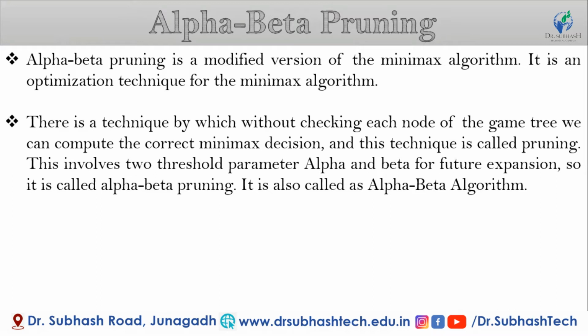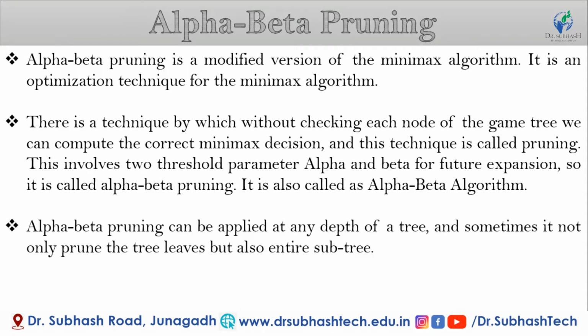This involves two threshold parameters, one is alpha and the second is beta, for further expansions. So it is called alpha beta pruning, or also the alpha beta algorithm. Alpha beta pruning can be applied at any depth of the tree, and sometimes it prunes not only the tree leaves but also the entire subtree. So, with the help of alpha beta pruning, we can get better results compared to the min-max algorithm.